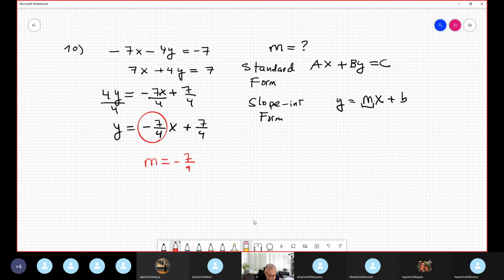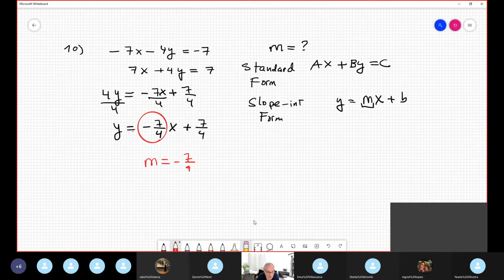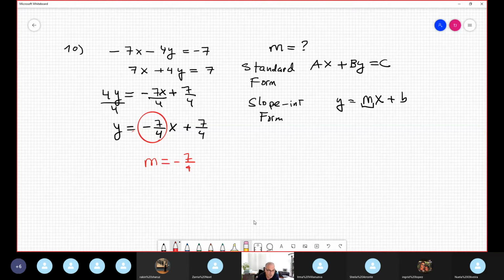Let me check it. Why did I do it wrong? Let me see. Divided by 4, 7 over 4. Oh, I copied wrong. No, I copied right. Well, this answer is wrong. It's obviously wrong, right? Because the problem says perpendicular. I don't read carefully. I am doing like a student. Okay. Perpendicular.